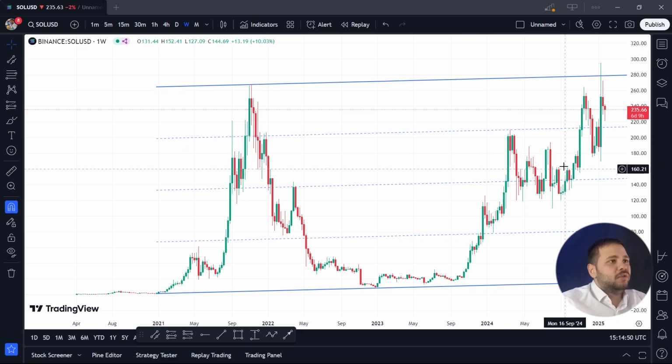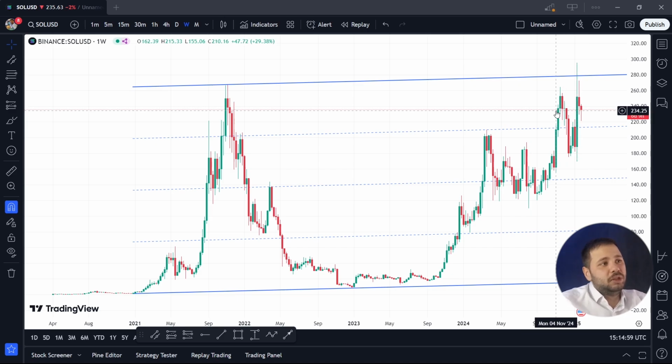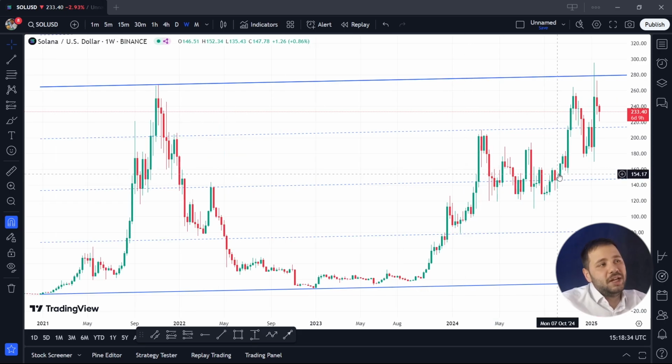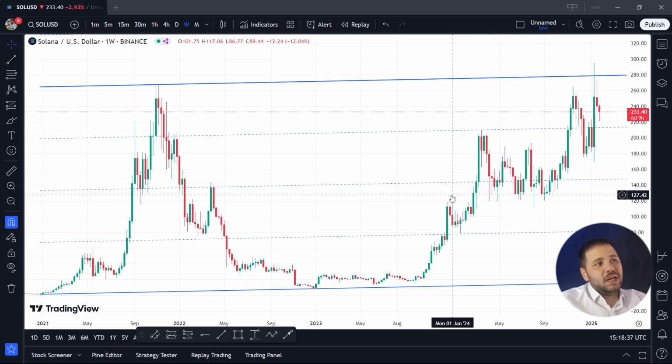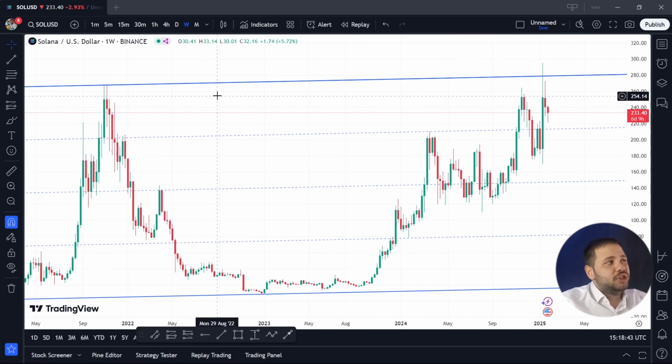Solana had a strong reaction to the channel's upper boundary. Right now, there's a possibility that Solana could move toward the channel's midline and see a downturn. Alternatively, it might return to the channel's upper boundary and create a new high ATH. You might be wondering about Solana's next potential targets.